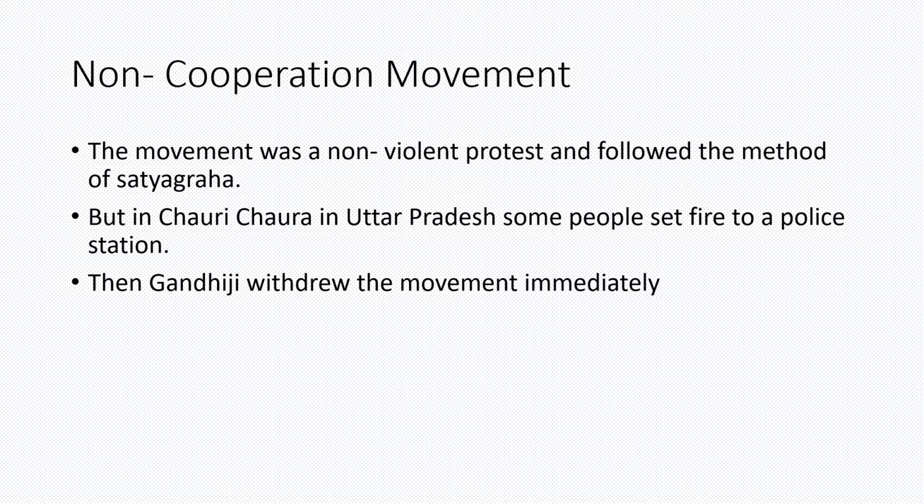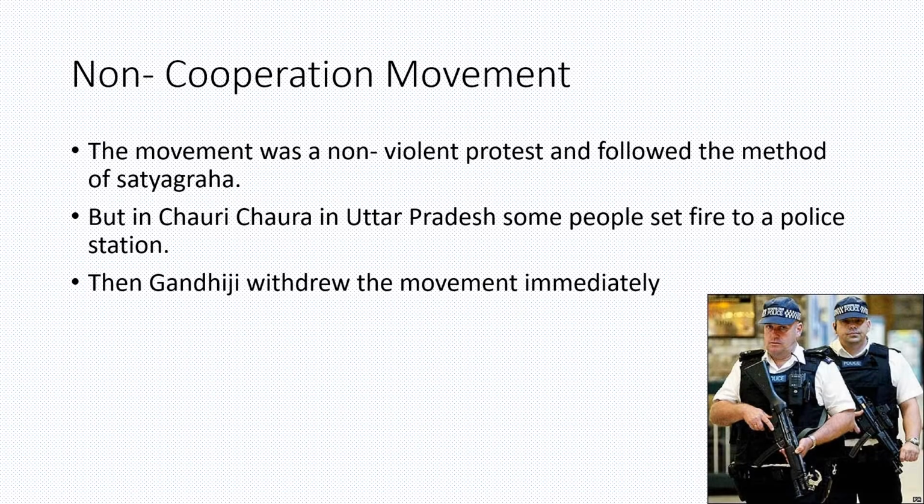So in Chauri Chaura in Uttar Pradesh, some people set fire to a police station where 22 policemen died. Gandhiji was against violence, as I told you, and withdrew the movement immediately. After he withdrew the movement, he was sent to jail in 1922.